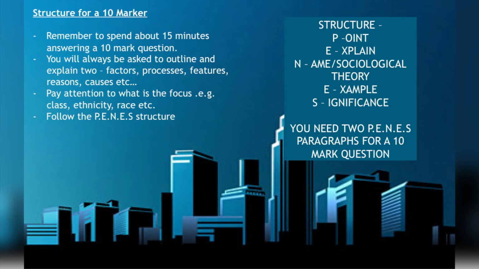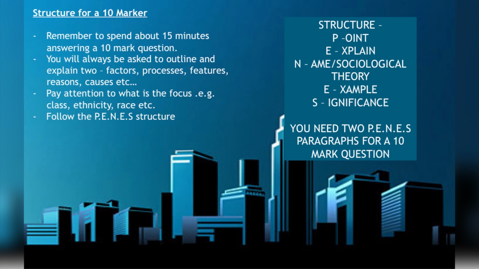Again, it's a good chance to show your AO2 and AO1 skills. You're putting in the theory, you're putting in the argument, the concept, and you're explaining it in full. You're showing your knowledge and your understanding. Thirdly, you got the name or sociological theory. This is where you put the theorist name in, or the perspective that your idea is coming from. Again, you're showing your AO1 skill that you can evaluate, that you can understand, and you know the concept.